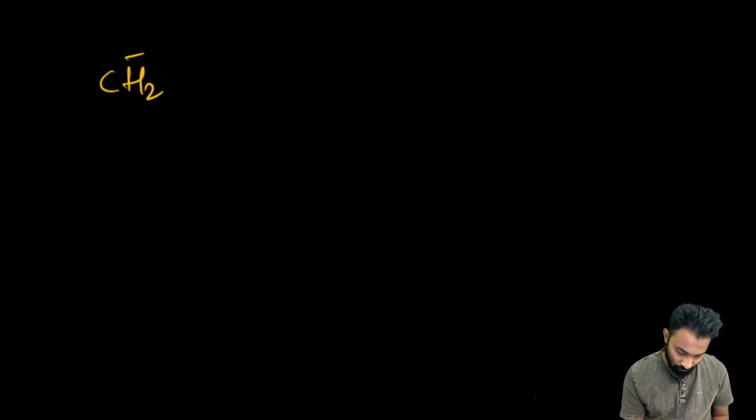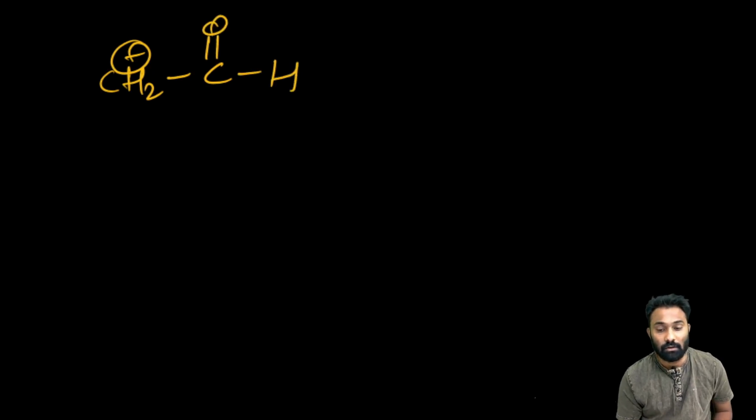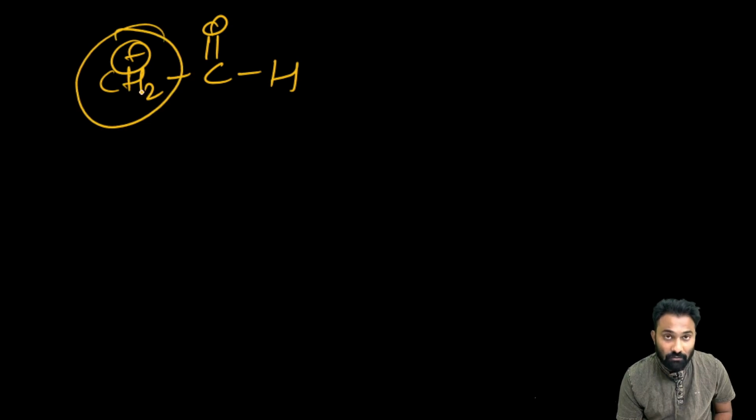Next, here CH2 double bond OH. Clear? Now this is which one? Acetaldehyde. Normally this is acetaldehyde. Now this one, which is which one? After the alpha hydrogen, this is the alpha hydrogen, on removal of this alpha hydrogen, this carbanion is formed.